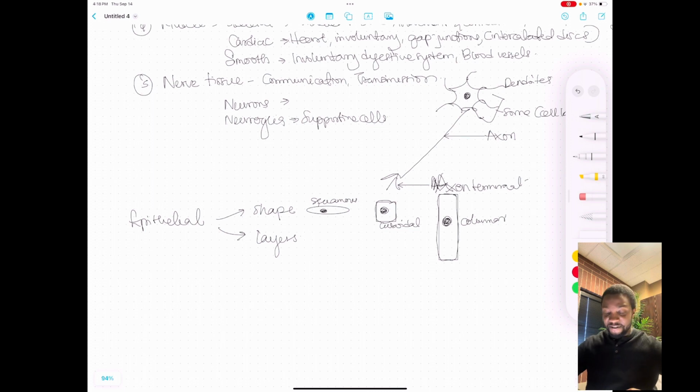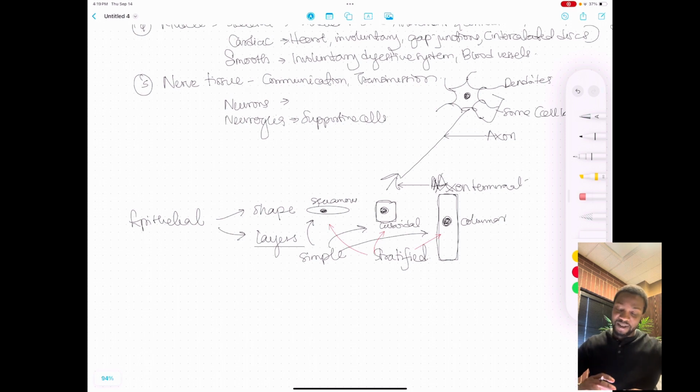Then they're either 1 layer or 2 layers. If they're 1 layer, they're called simple. If they're 2 layers, they're called stratified. So you're either simple squamous, simple cuboidal, or simple columnar, or you're stratified squamous, stratified cuboidal, or stratified columnar. Okay, so those are the types of epithelial cells.